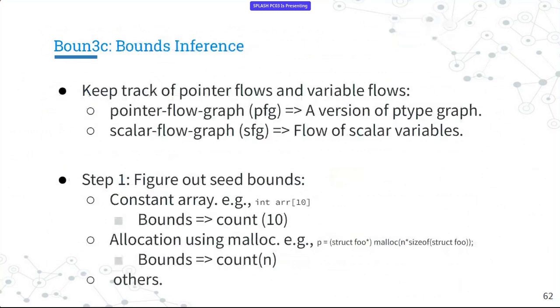For this, we create two graphs, a pointer flow graph and a scalar flow graph. These two graphs keep track of the flow of pointers and the flow of scalar variables within the program. Once we create those graphs, the first step is to figure out the seed bounds. These are the bounds that are given to us by the programmer, mostly through declarations. For instance, if we have int array[10], we know that the bounds of array is count of 10, right?